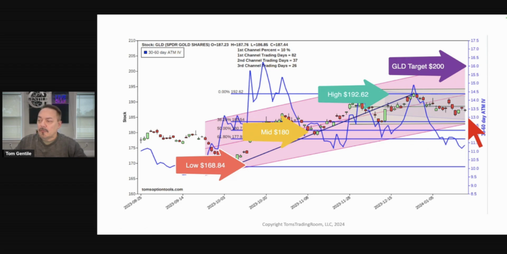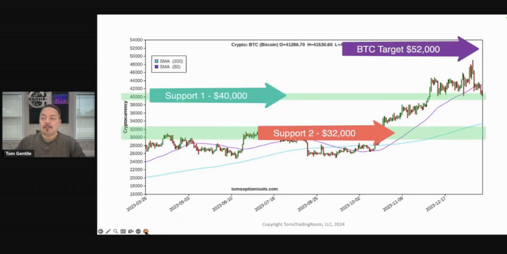So where do we go from here? Well, we see some really good support down here around 183.54. After that, 180 is a round number support. But if we hold support, we're looking for GLD to have a target later in the spring here of perhaps 200.